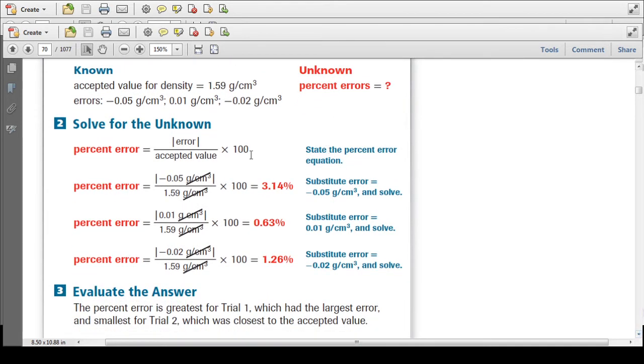So all we have to do is take our experimental errors, take the absolute value of them, and then divide by the accepted value. So negative 0.05 just turns into positive 0.05, and then we divide it by the accepted value, in this case 1.59, and multiply by 100. In this case, his first run had about a 3.14% error. His second run was much better with a 0.63% error. And then on his third try, he got a 1.26% error.